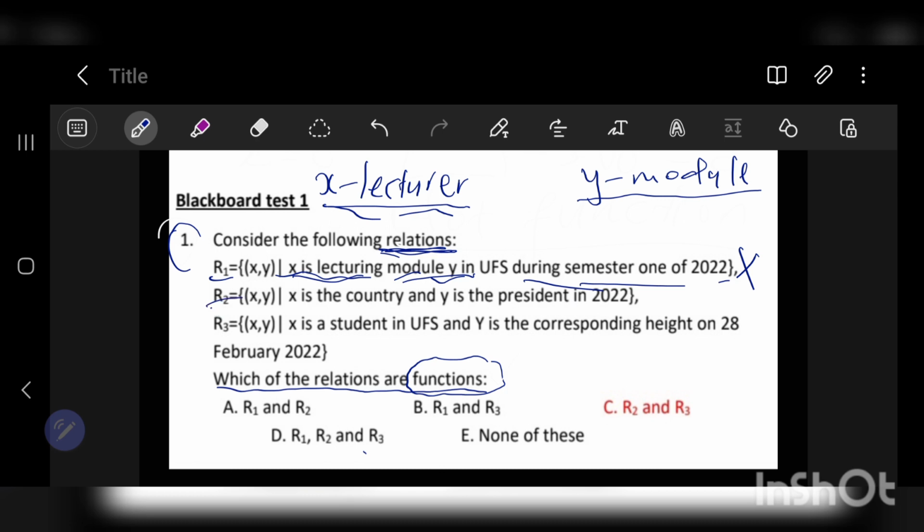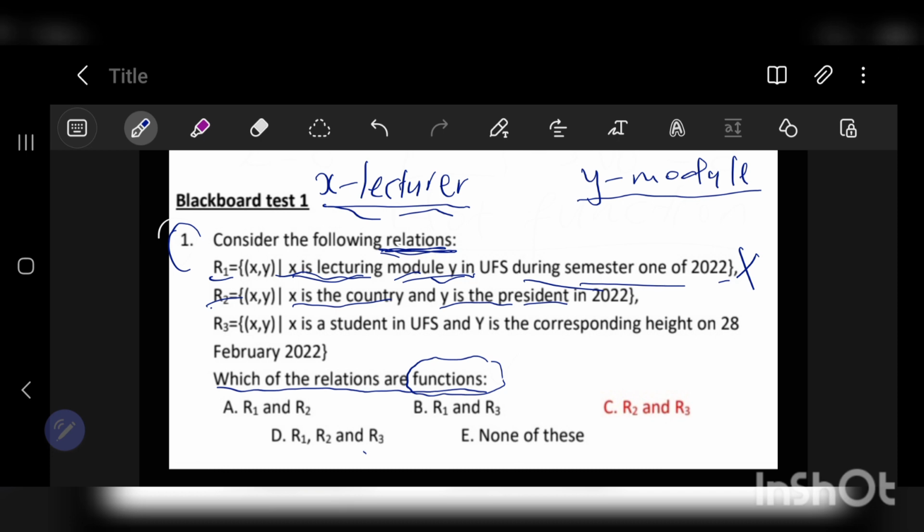Relation number two, now we are given a situation whereby x is a country, which is our input, and our output y is the president in 2022. So x is the country and y is the what, people? Y is the president in 2022. So the question is, people, based on the information that you know about a function, is this relation a function or not?